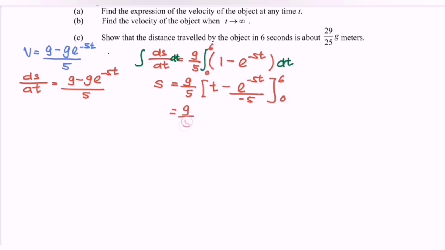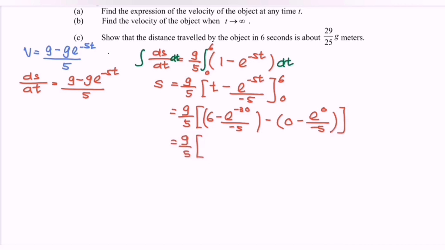So g over 5. If we substitute, we will have 6 minus e to the negative 30 over negative 5. If we substitute 0, we will have 0 minus e to the 0 over negative 5. So kindly simplify the situation. We have 6 plus e to the negative 30 over 5, and minus, for this part we will have positive 1 over 5. So we will have something like this.